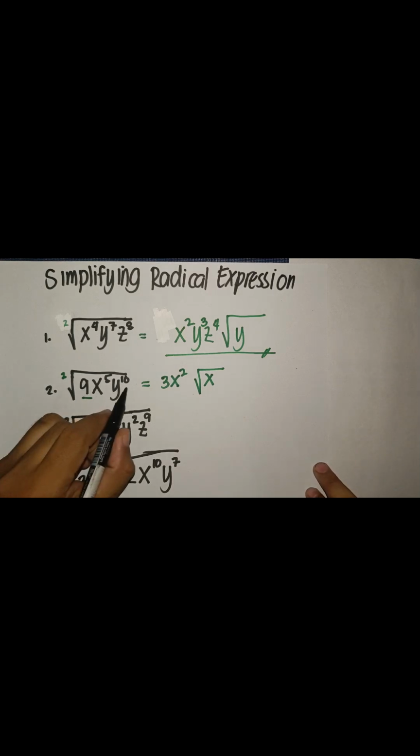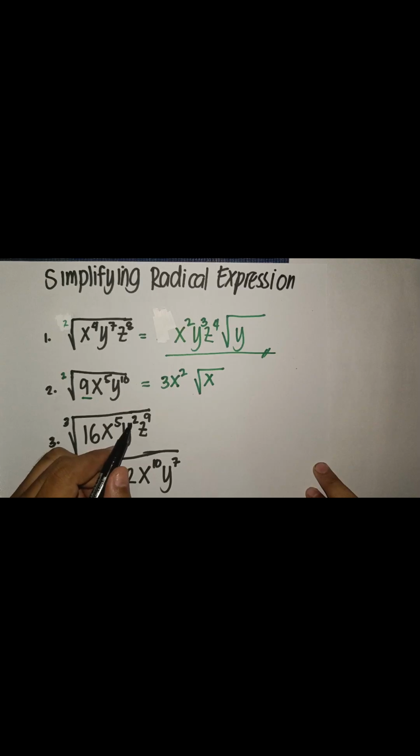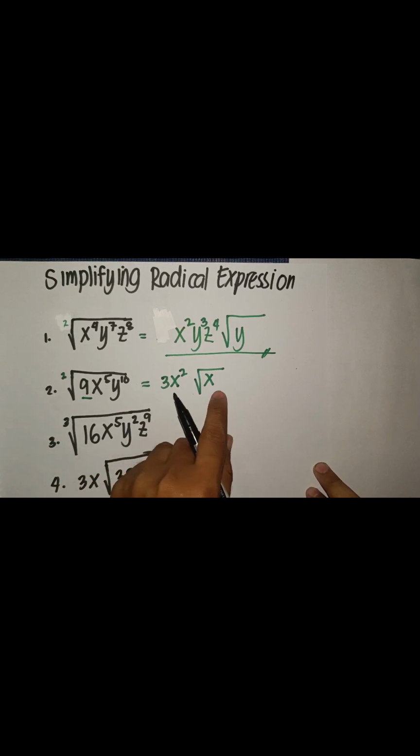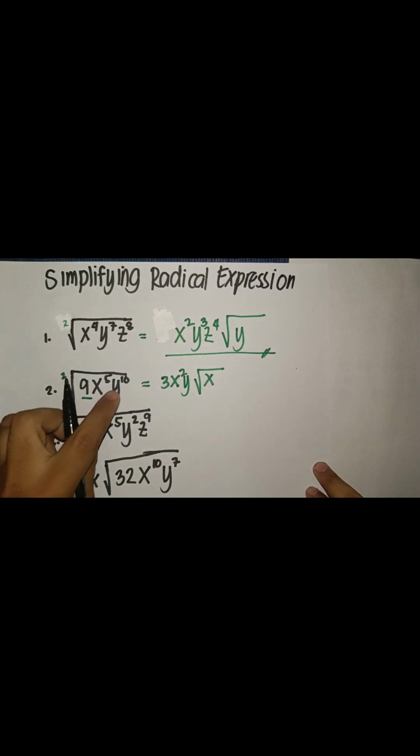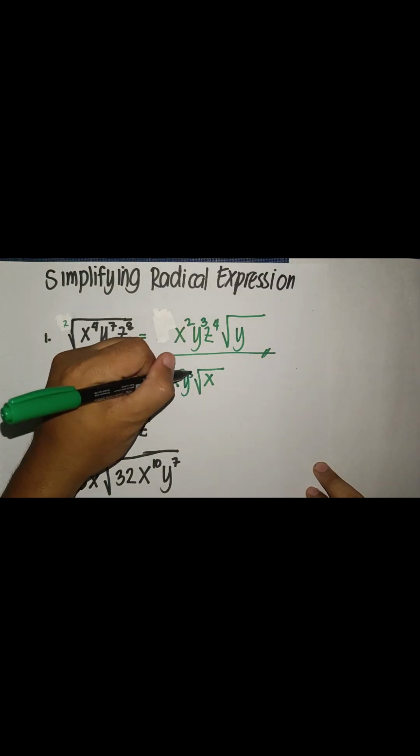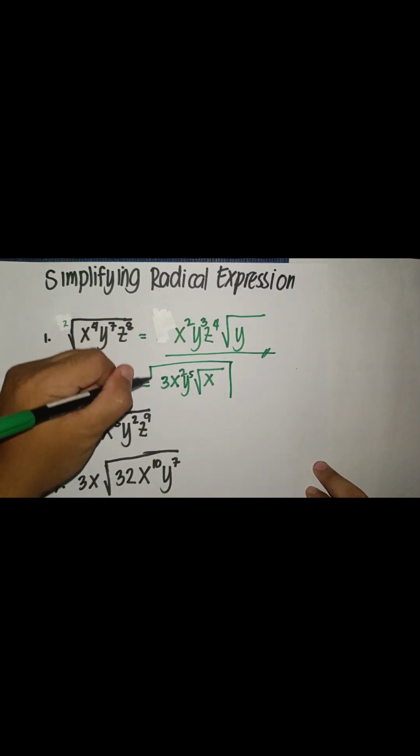The next, y to the exponent of 10. 10 divided by 2 is 5, remainder 0, meaning to say there is no y that will remain inside the radical symbol. So y to the exponent of 10 divided by 2 is 5. So this is now our answer.